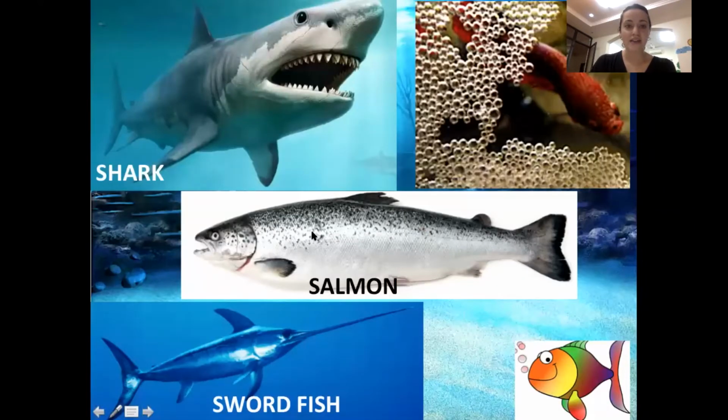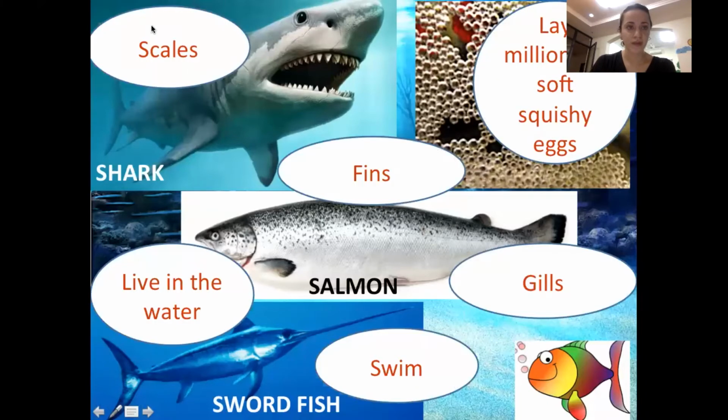All right, here's just a quick review about fish. Fish have scales. They lay millions of soft, squishy eggs. They have fins. They live in the water. They swim, and they have gills.